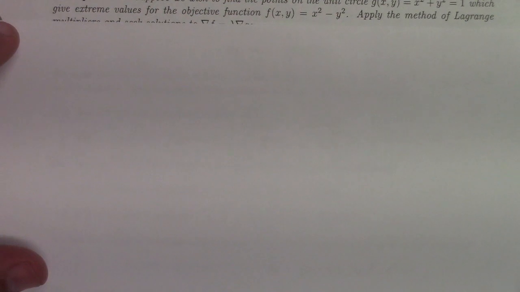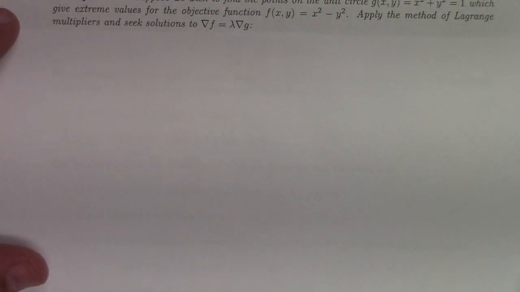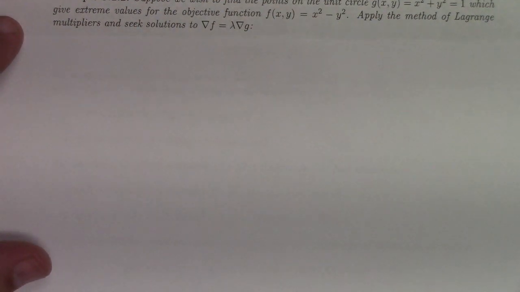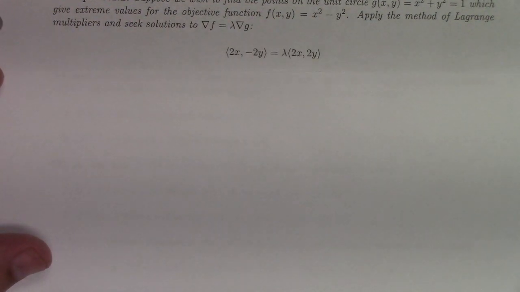So suppose we wish to find the points on the unit circle. This time we're going to turn the tables: the unit circle is the constraint function, and the objective function is going to be x squared minus y squared. So it's kind of like the last example, but the formulas are flipped over in their application.